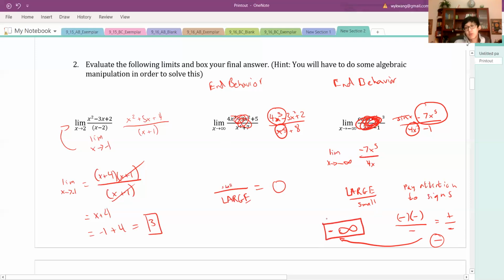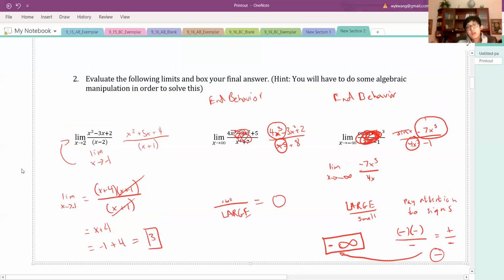I don't think the original problem is as confusing, but the same concept. You have to take into account the signs and think about how the negative infinity fits within the problem. Okay, cool.